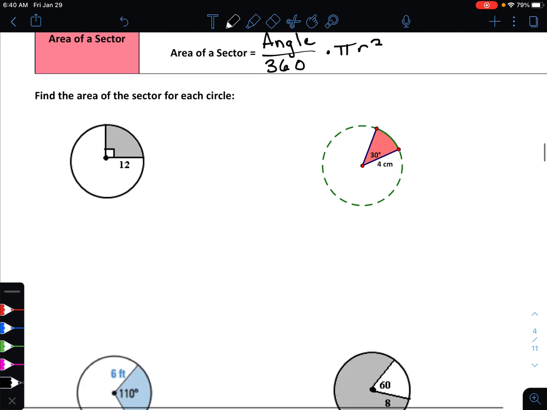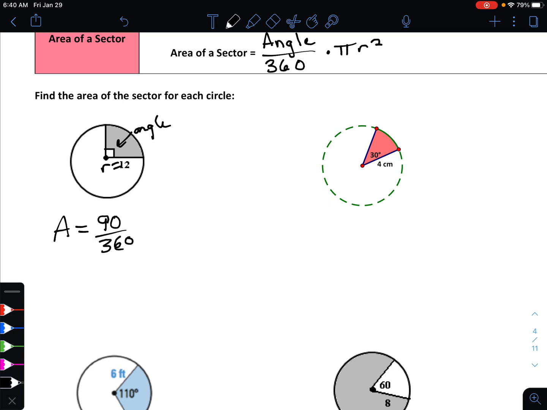So, in this first example, we've got our 90-degree angle. So our angle itself is 90, and then we've got our radius, r, which is 12. So in this case, remember area is equal to our angle over 360. So that would be 90 over 360 multiplied by pi r squared. So pi and then 12 squared.